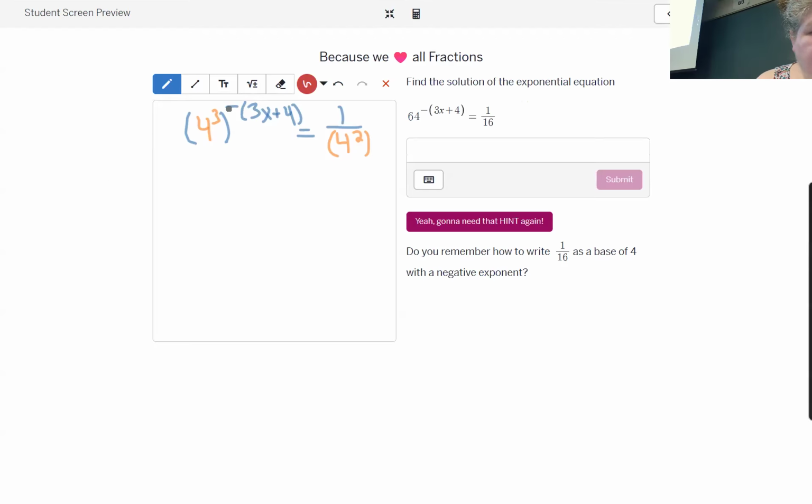So those are going to multiply. So I've got 4 to the, so the 3 times, that's a negative 1 times the 3x plus 4. So I'm going to write that as negative 3 times 3x plus 4 equals 4 to the negative 2. So now when I apply that log base 4, I've got negative 3 times 3x plus 4 equals negative 2.